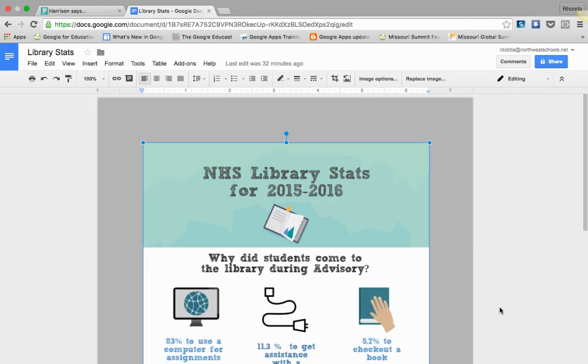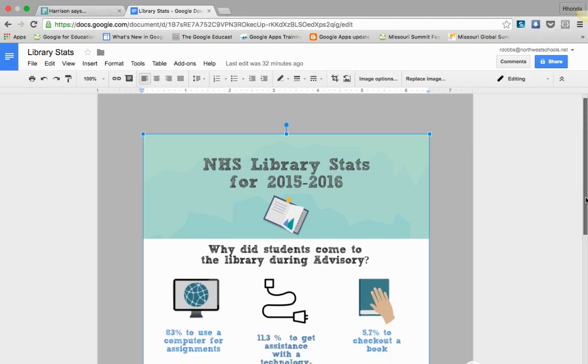Hi, this is Rhonda Dobbs, and for the visual literacy course project, I chose to do an infographic. As a library media specialist, I will need to report out year-end data very soon to my administrators. So actually this infographic is perfect timing for me.